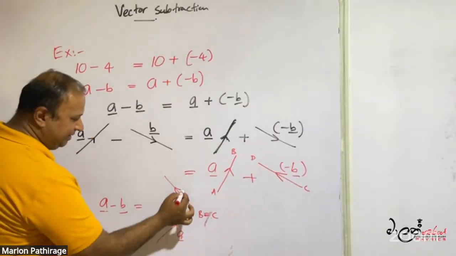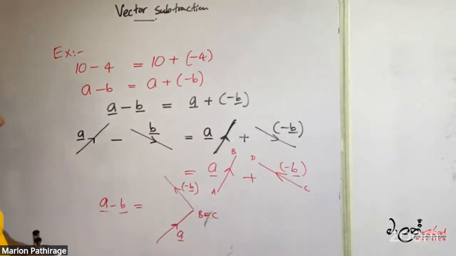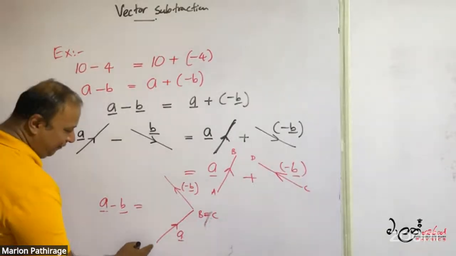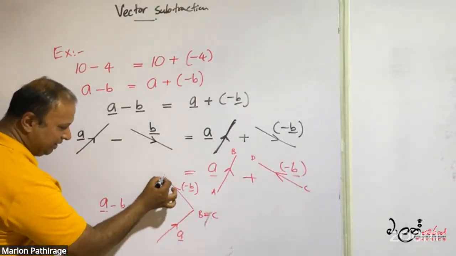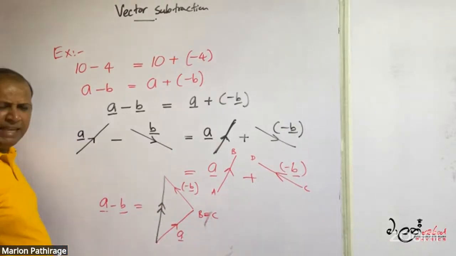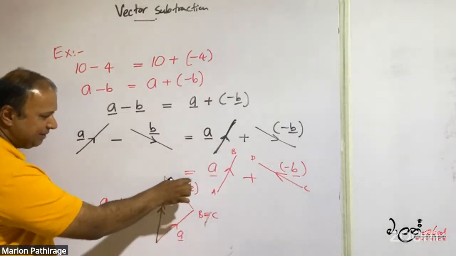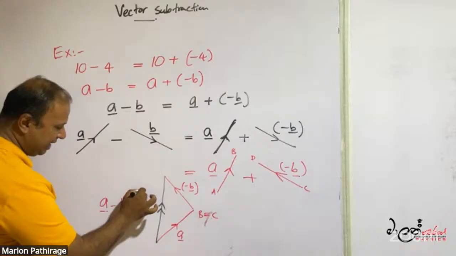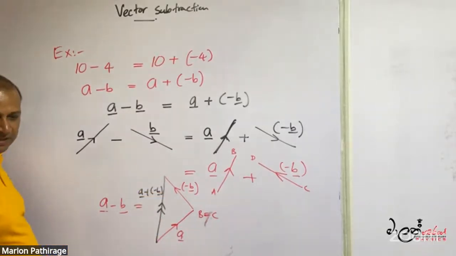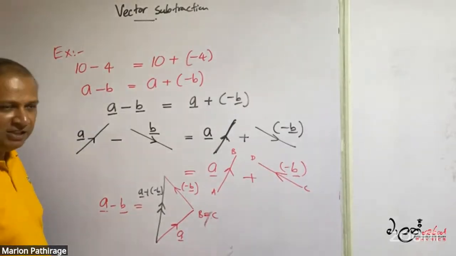This is A, this is minus B. Therefore, if you add these two vectors, this is your addition vector. This should be A plus minus B. A plus minus B means A minus B.